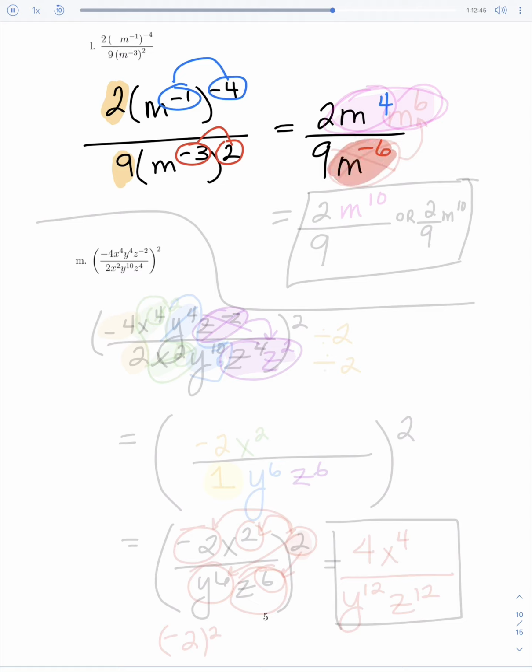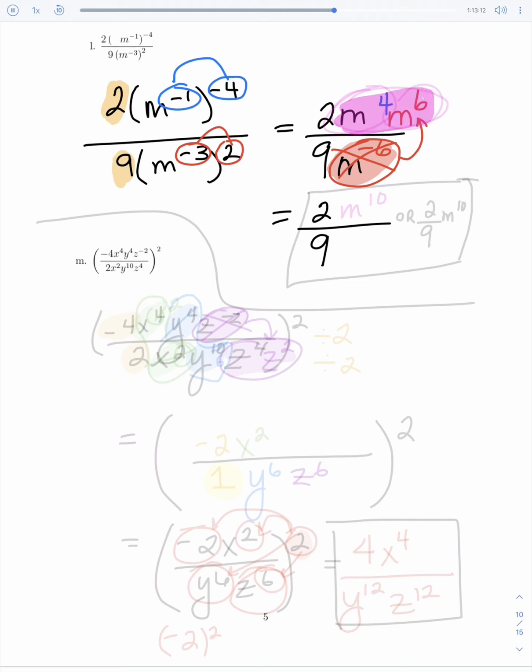That's the only one that needs to be moved. Well, if it's got a negative exponent and it's on the bottom, the only place for it to move is up on top. So it'll become an m to the positive 6 when it gets moved up on top. So that gives me a 2 on top still, a 9 on the bottom still, but now I have an m to the fourth and an m to the 6th up top.